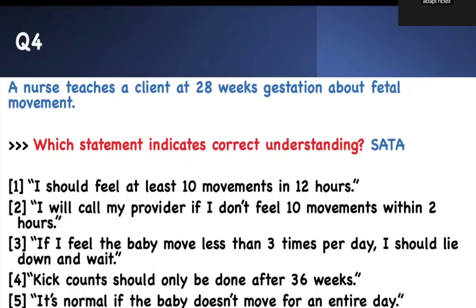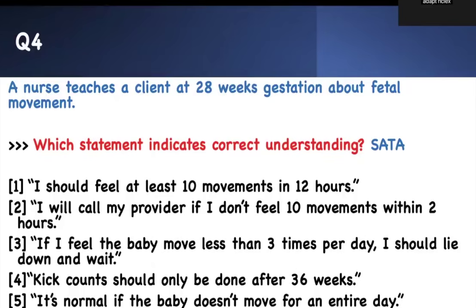Correct understanding: 10 movements in 12 hours, or I don't feel the baby move 10 times within 2 hours, and then less than 3 times per day. All of this, what do you think? Put down your answer, stop the video, answer it on your own, and then see the way I'm going to answer it. Then you can take the concept from there. I can tell you for the NCLEX, at least 10 movements in 2 hours is the best. Anything else is not good.